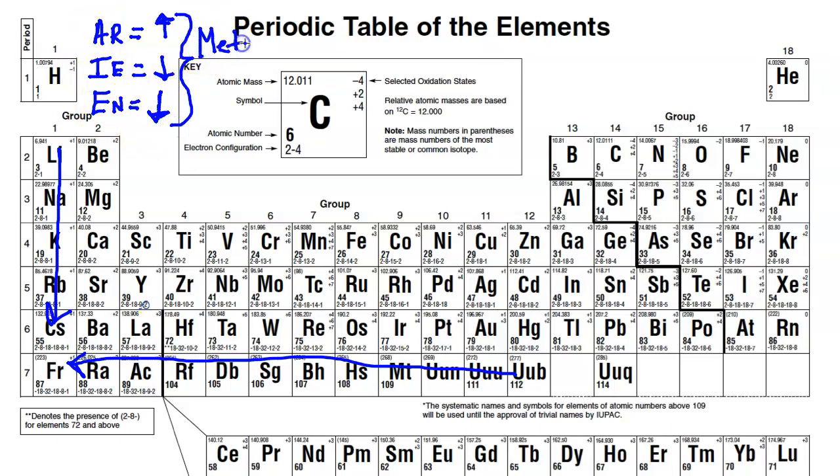Metals are essentially defined as having large atomic radii and low ionization energy, because they do what? They lose electrons. You can't find me a metal that becomes negatively charged. These charges in the upper right-hand corners tell us that they lose negatives. They oxidize. Metals oxidize. They lose electrons because of these three things.